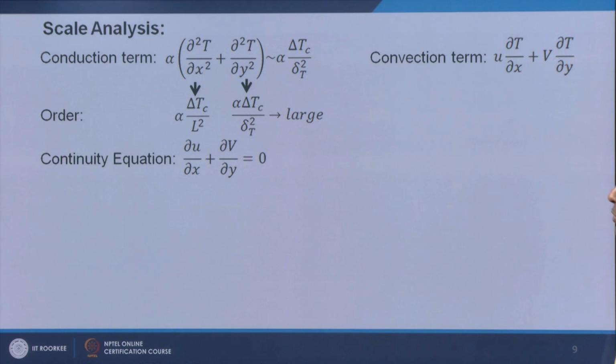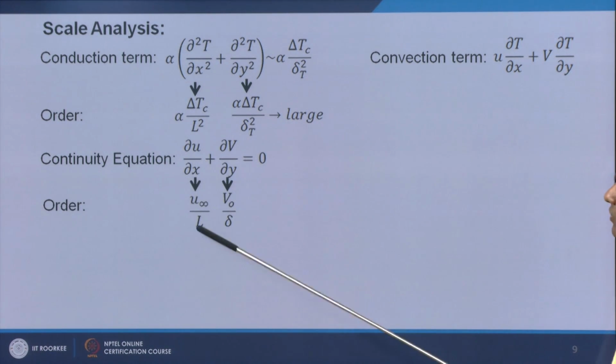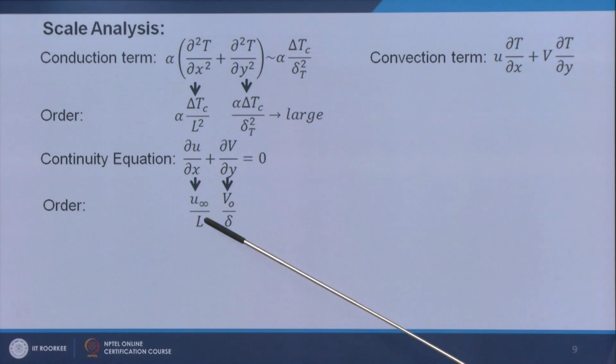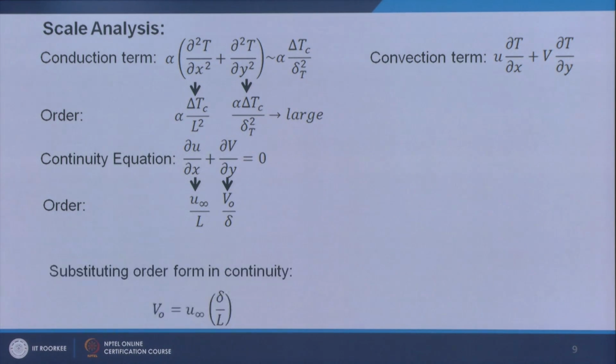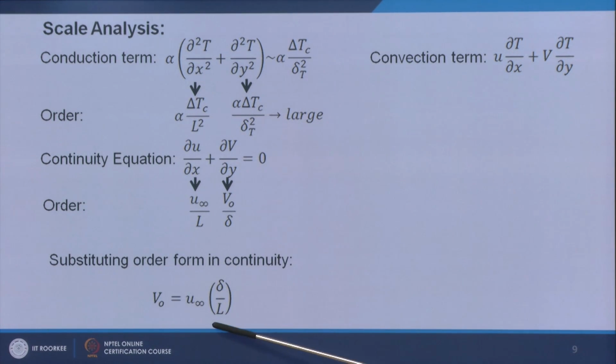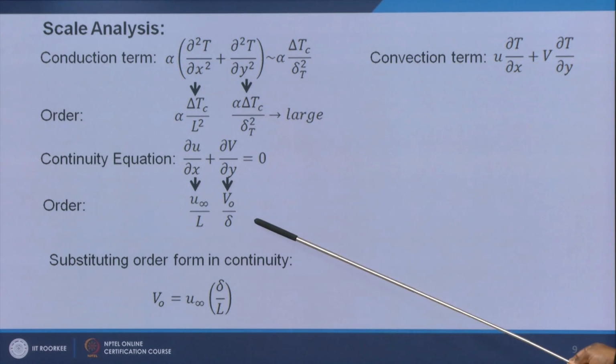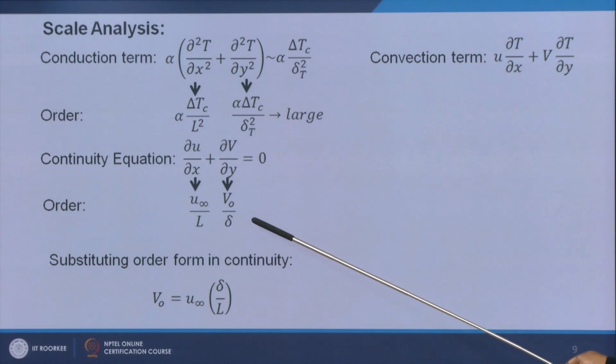Similarly, if we do it for the convection equation, by the way, before going to the convection equation, let us see the continuity equation first. So if you see the continuity equation, we know from fluid mechanics, del u del x plus del v del y is equal to 0. So from there we know that the order of the first term del u del x will be u infinity by L, and the second term will be v naught by delta. Okay, so if we equate and try to find out the order of this v naught, we will find that v naught comes out as u infinity delta by L. Remember here for the y direction we have taken the velocity boundary layer thickness delta.